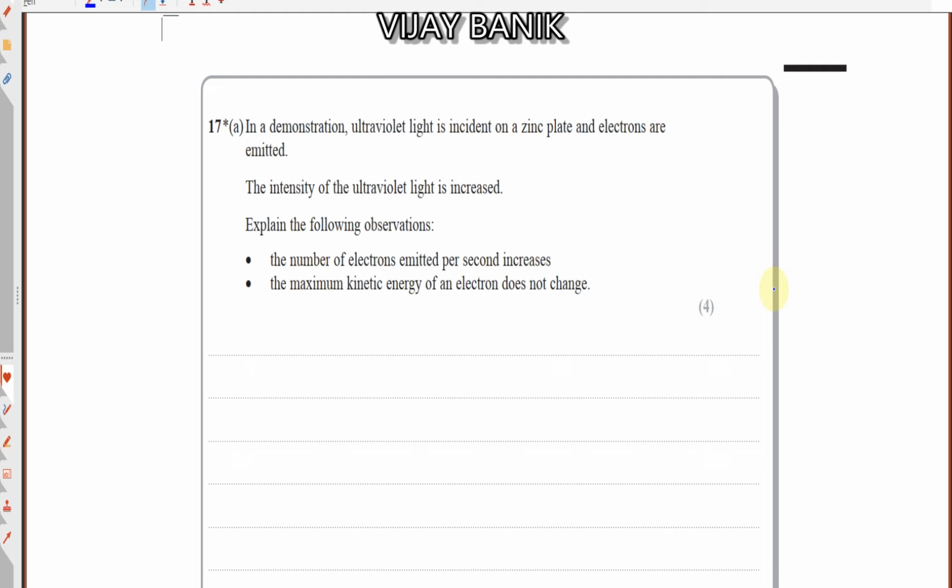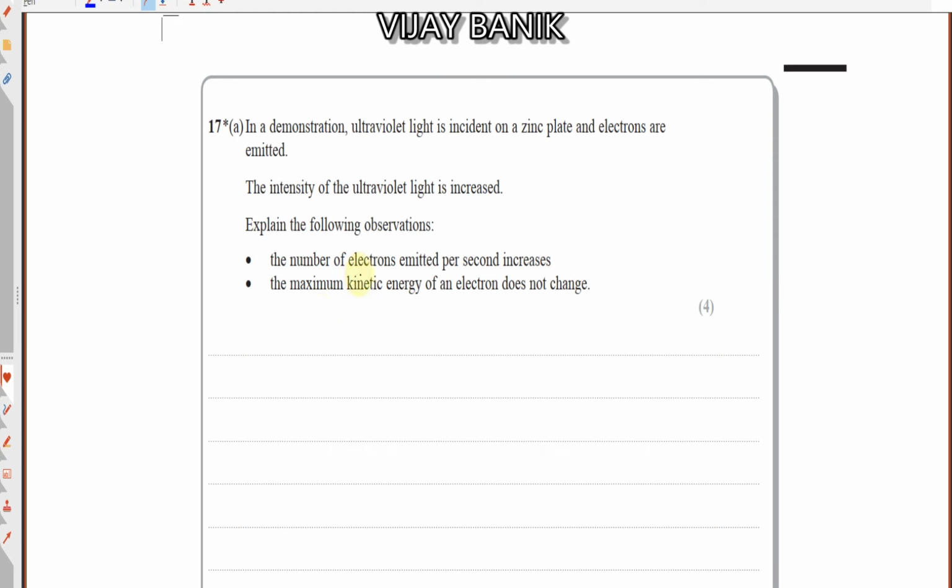So this is from the same paper, June 2011, if I'm not wrong. Just double check. Yes, June 2011, question number 17 star. Okay, so they said in a demonstration, ultraviolet light is incident on a zinc plate and electrons are getting emitted. So if you shine a light on a zinc plate, electrons get emitted. The intensity of the ultraviolet light is increased. I already mentioned to you many times that if intensity increases, the number of electrons increases because the number of photons increases. Why? Because one-to-one interaction between photon and electron.